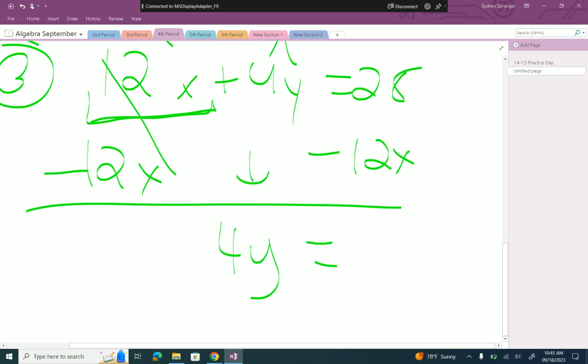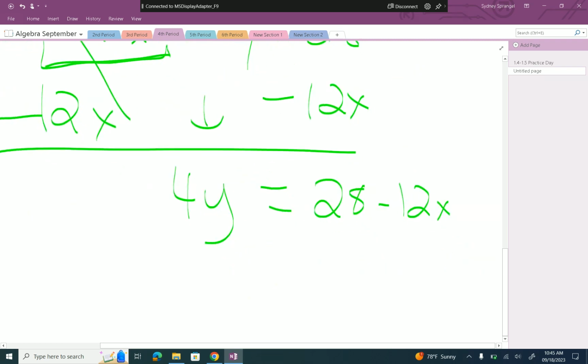Are those like terms? Gianna, can I combine those? 28 and negative 12x. No, I can't, because one has an x and one doesn't. So I just keep it 28 minus 12x. So at this point, I've got 4y equals 28 minus 12x. So the only thing left on my left side with the y is 4. And I want to do the opposite of whatever 4 is doing to get rid of it.